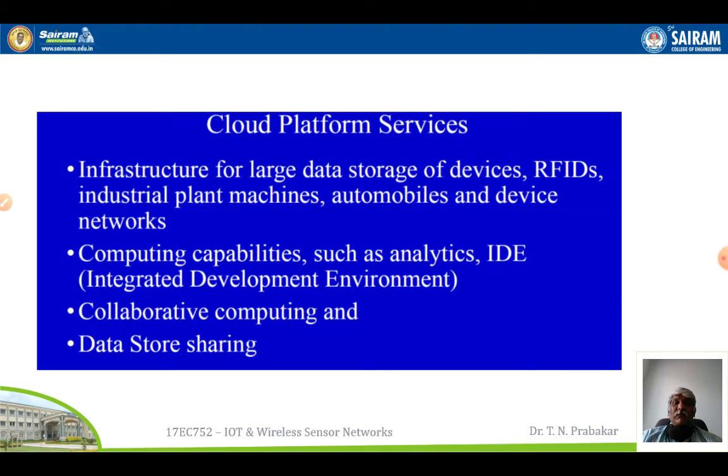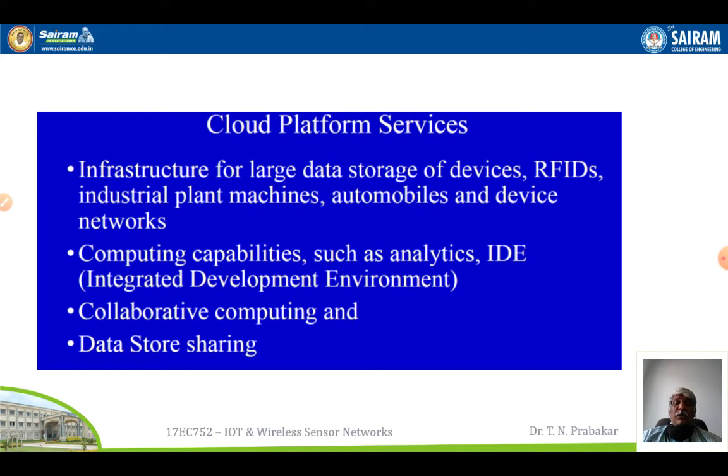The cloud platform services. In this case, the infrastructure for large data storage of the devices, right? So I am going to have a large quantity of data. In that case, I should be able to save my data in a proper place, and it consists of RFIDs, the industrial plant machines where my data is generated. Automobile is again a source of data generation, and there are some device networks, right? So it's a collection of all these things. It's a collection of infrastructure of all these things.